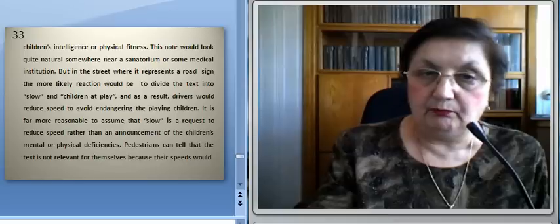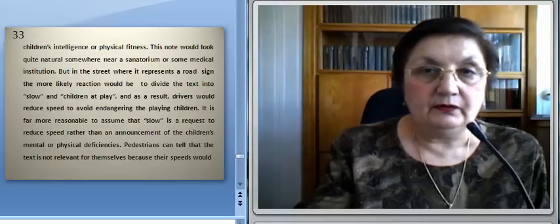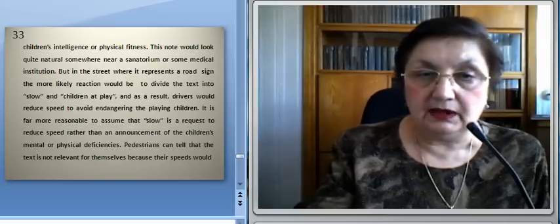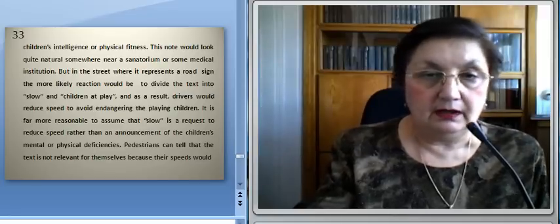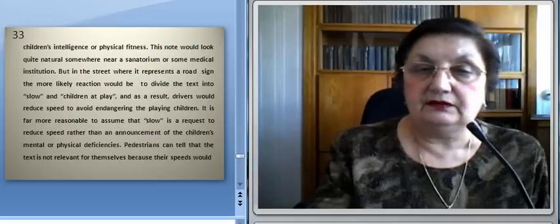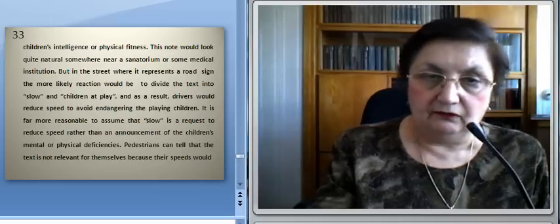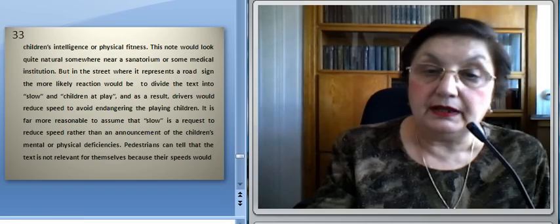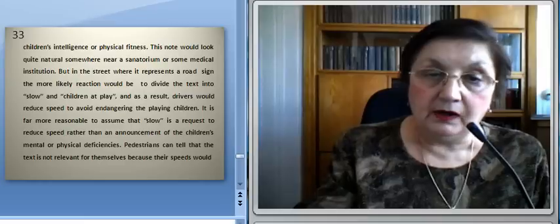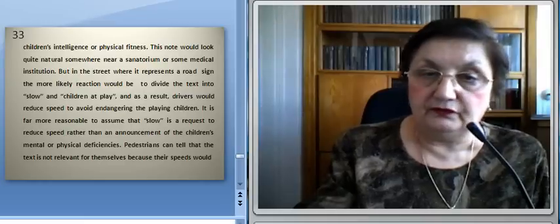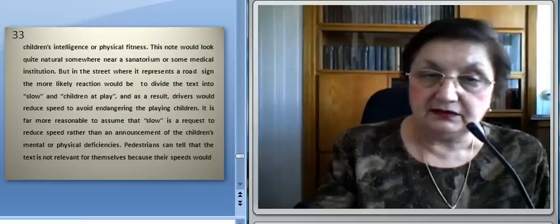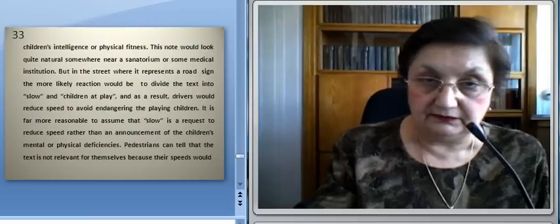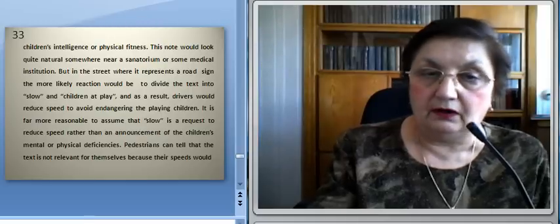It's far more reasonable to assume that slow is a request to reduce speed rather than an announcement of the children's mental or physical deficiencies. Pedestrians can tell that the text is not relevant for themselves, because their speeds would not endanger anyone. In this manner, the sense and use of the text are decided via the situation.